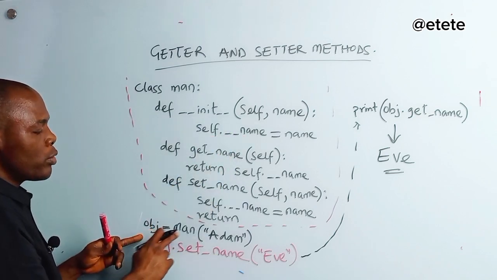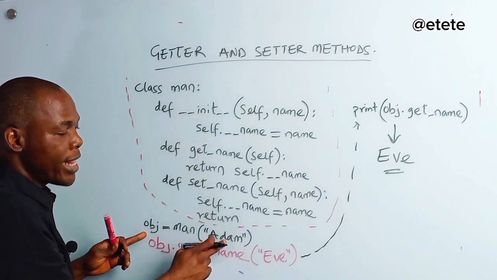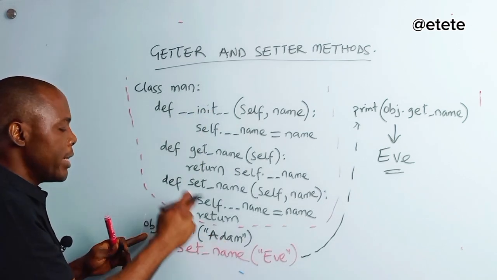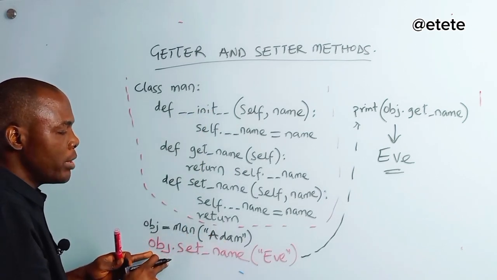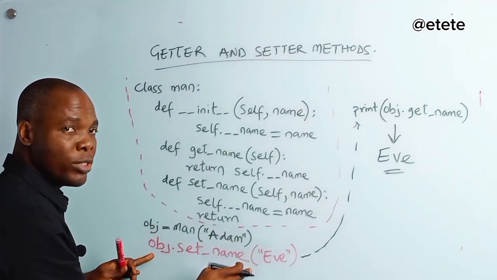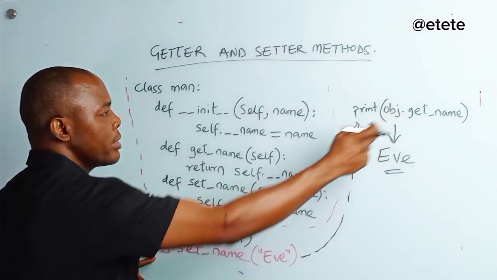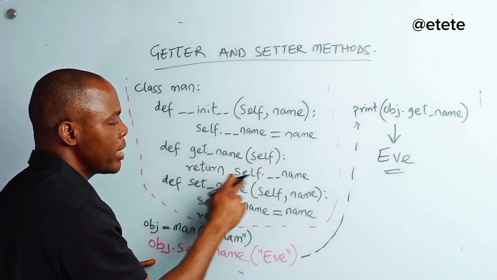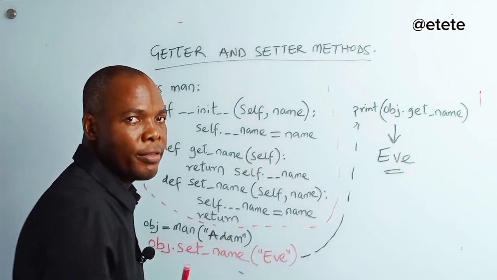So what I did was to instantiate the object and I gave it a name, Adam. Then I used that object to access this attribute and alter the name to Eve. Now I'm calling this get_name to get me self.name. It's going to give me Eve.